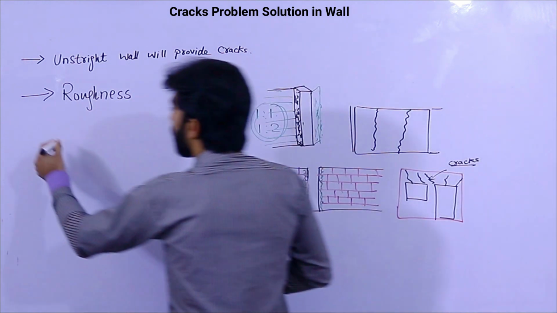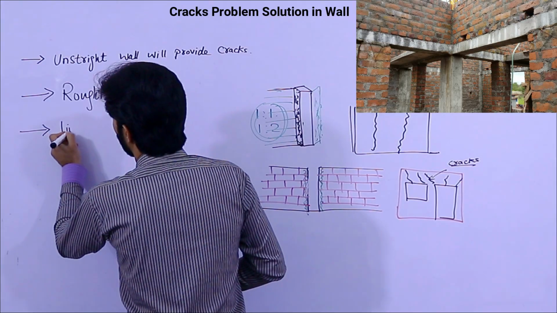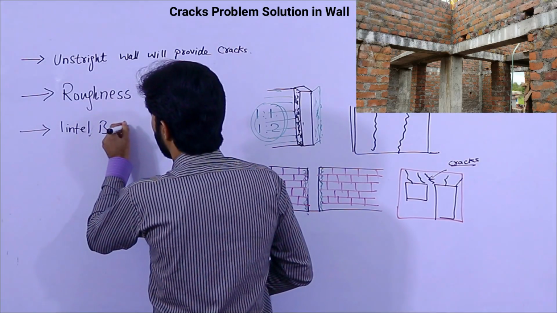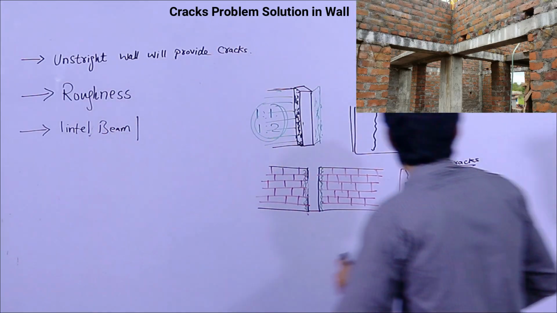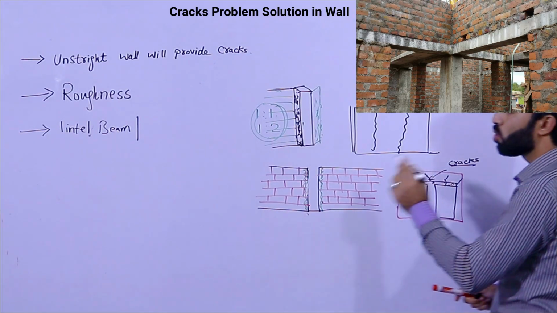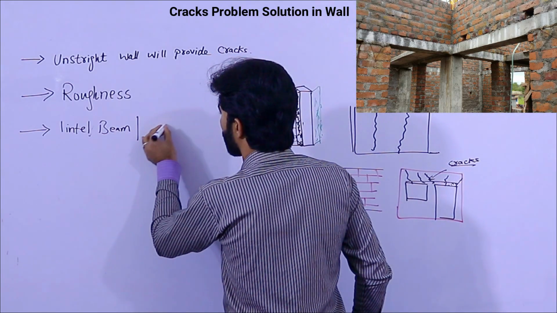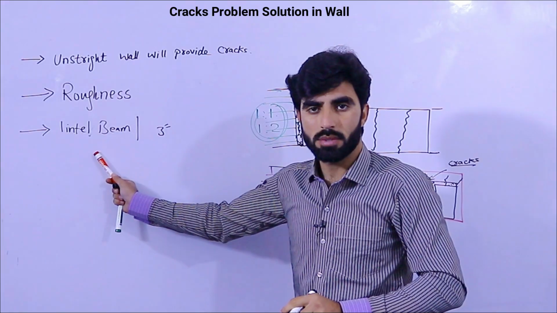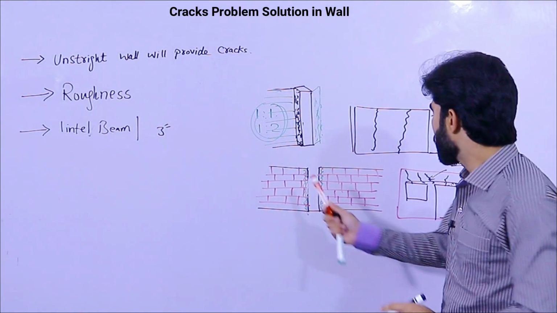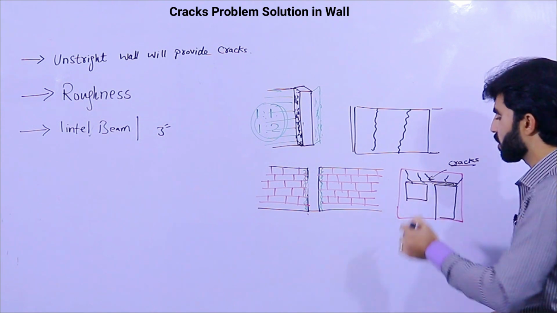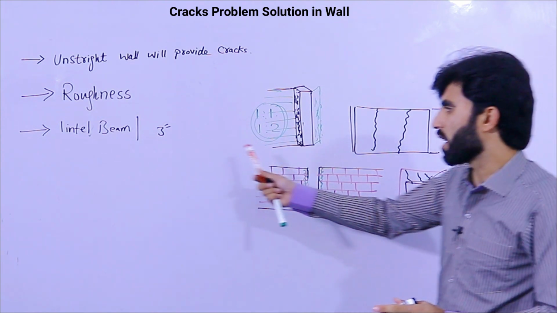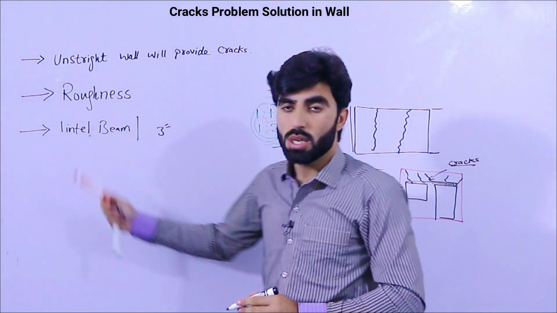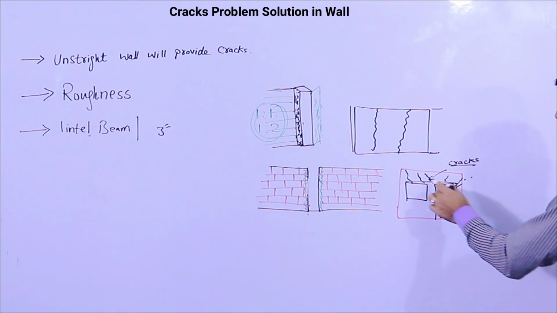Provide a lintel beam. The lintel beam should be provided. If you can't afford the lintel beam, just provide 2 steel rods and make the thickness minimum 3 inches. Use 2 steel rods if you can't afford the lintel beam. This method is economical. If your budget is good, then provide a lintel beam. Then you will never see cracks on the top of doors and windows.